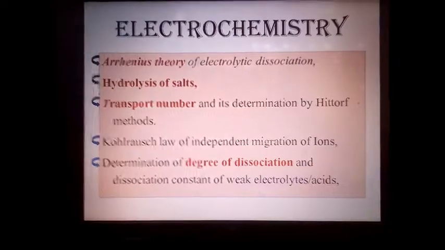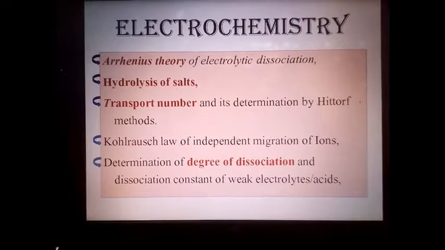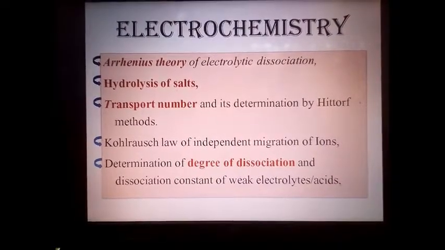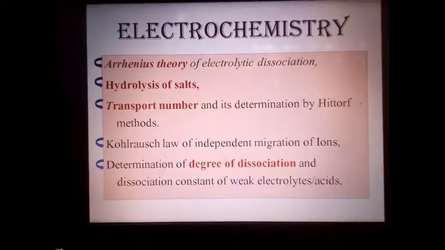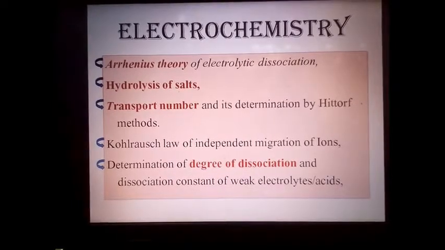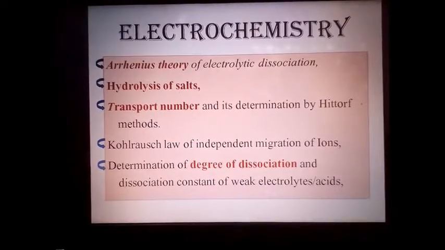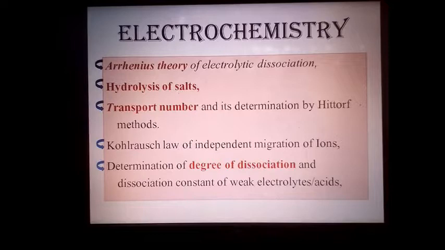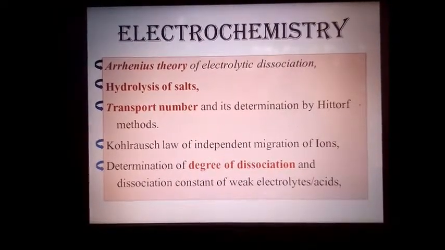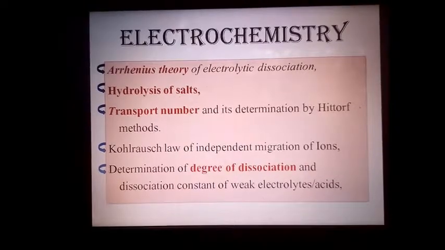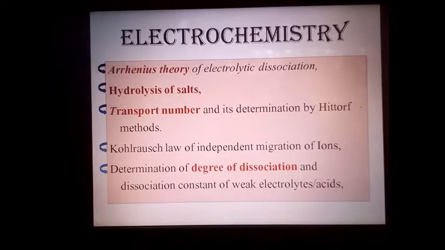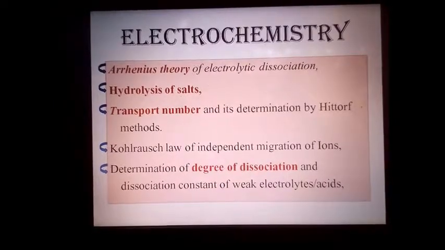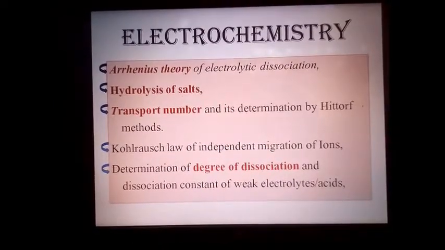And next we have to study electrochemistry, in which we have to study the Arrhenius theory of electrolytic dissociation, very important, Arrhenius theory, don't leave it. Hydrolysis of salt, that is also a very important topic, don't leave it. Transport number, very important, almost asked every year, and its determination by Hittorf's method. The next is Kohlrausch's law of independent migration of ions, determination of degree of dissociation and dissociation constant of weak electrolytes and acids. Degree of dissociation is a very important topic, don't leave it.